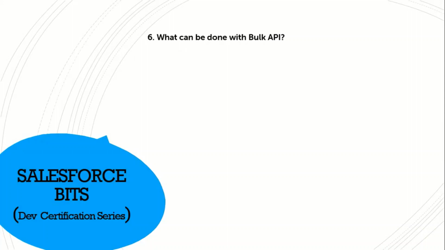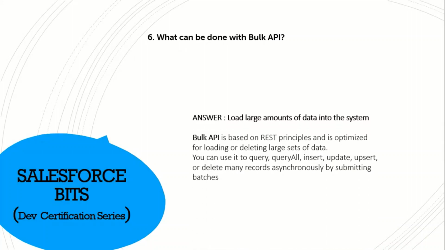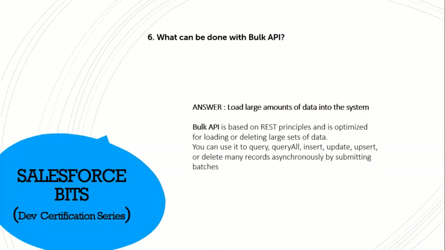What can be done with the Bulk API? So it loads large amounts of data into the system, which is based on the REST principle and is optimized for loading and deleting large sets of data. And you can do query all, insert, update, upsert, and delete many records asynchronously by submitting batches.